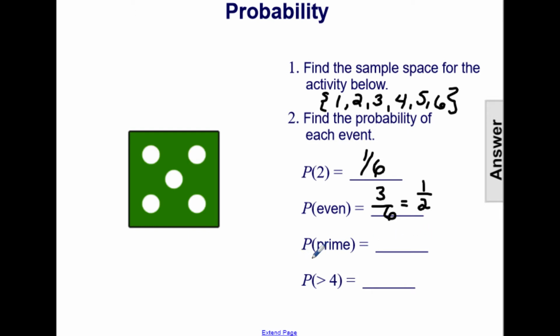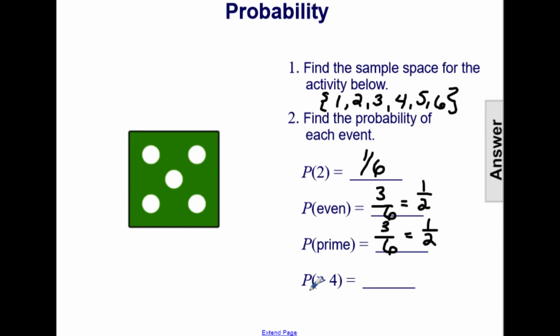Now let's look at the probability of a prime number. Prime numbers are only divisible by 1 and the number itself. So that is only going to be 1, 3, and 5. Again, 3 out of the total outcomes in our sample space. So that would simplify to 1/2 again. So it looks like the probability of choosing an even number or having the die land on an even number and a prime number are the same.